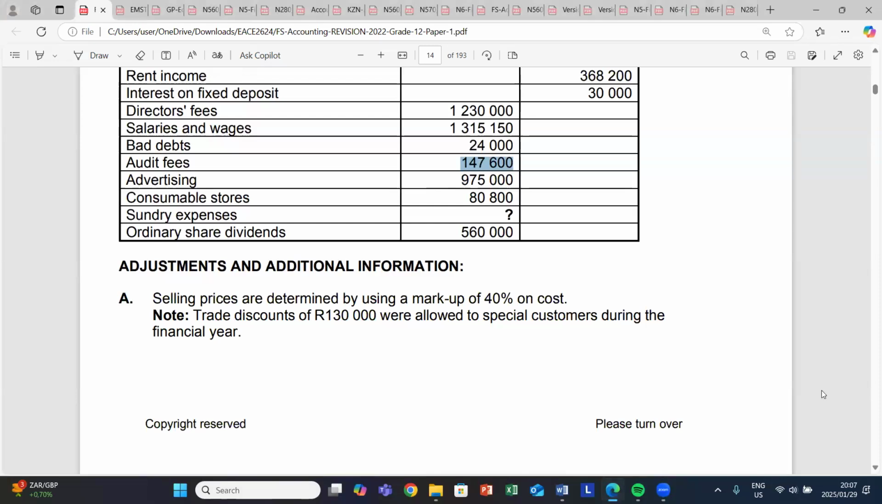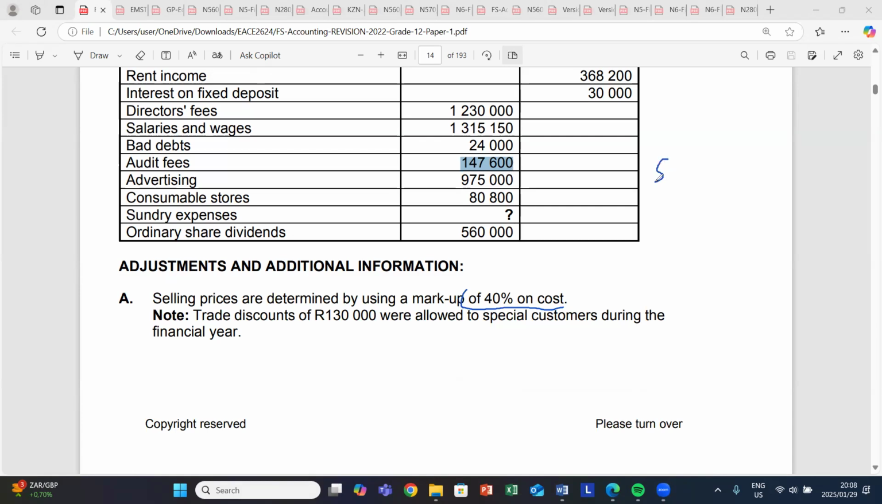Adjustments and additional information. They said that selling prices are determined by using a markup of 40% on cost. So we'll have to use our markup to calculate our sales. You saw that they did not give you your sales amount, so you'll have to calculate your sales amount by using your markup. So how are you going to do that?